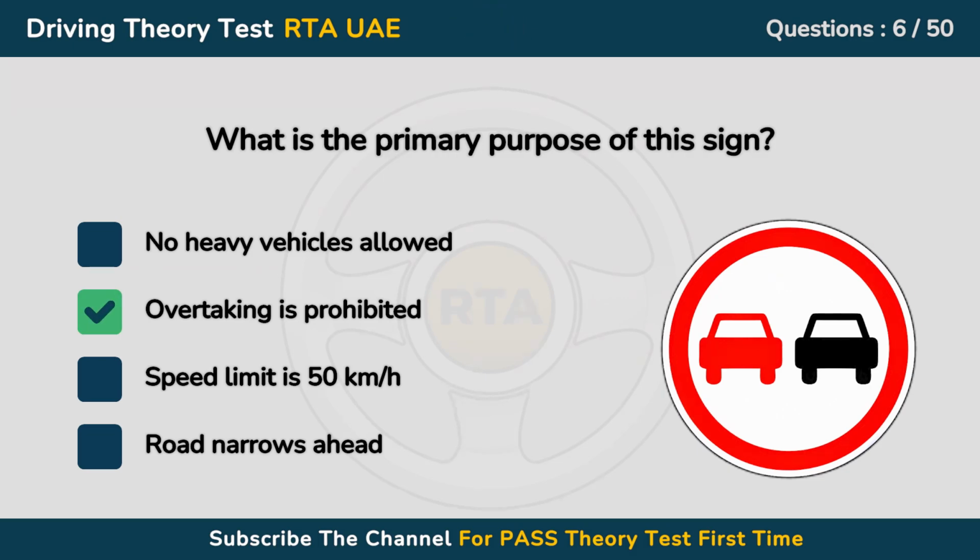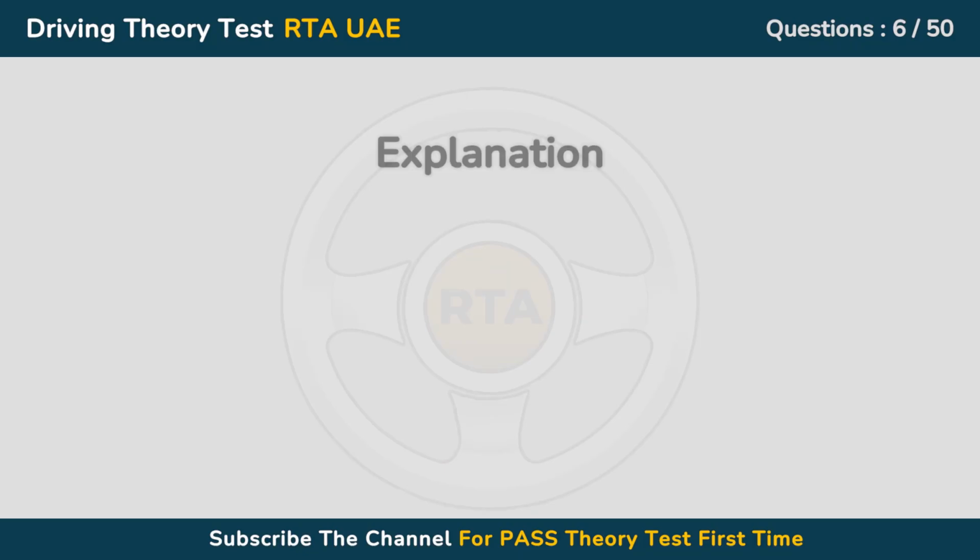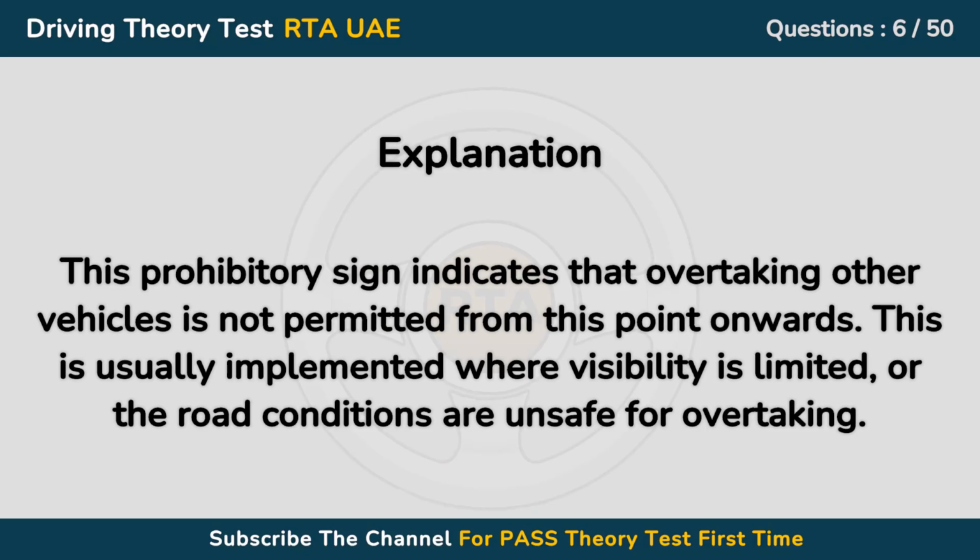Answer is B. Overtaking is prohibited. This prohibitory sign indicates that overtaking other vehicles is not permitted from this point onwards. This is usually implemented where visibility is limited or the road conditions are unsafe for overtaking.